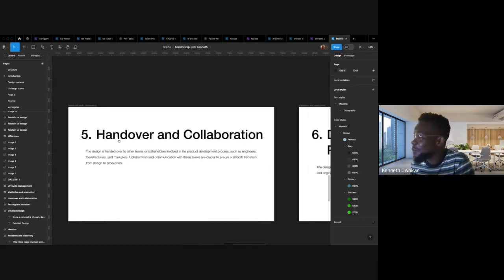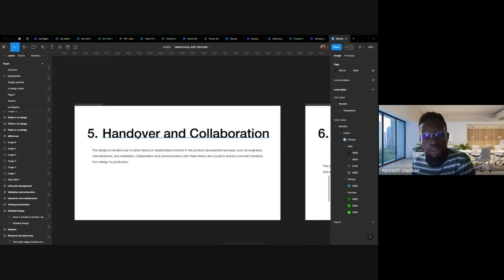All right, so the next one is handover and collaboration. After you have done all your designs and built up the high fidelity solution, you want to hand over your design to the developers. Developers are going to take your designs from just the way it looks on Figma into a real life experience. So you need to make sure you are passing on these designs properly.